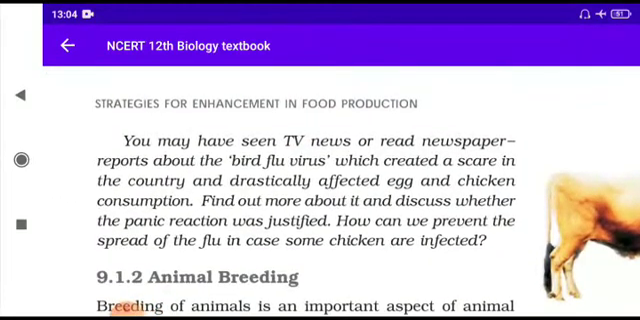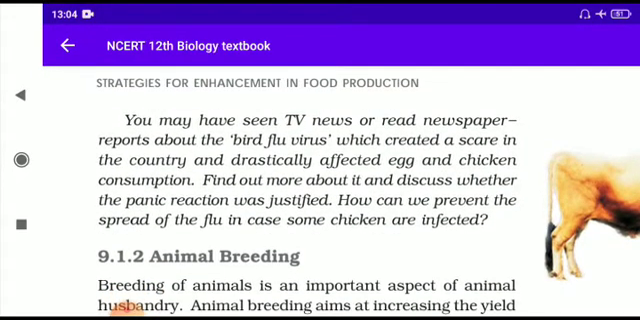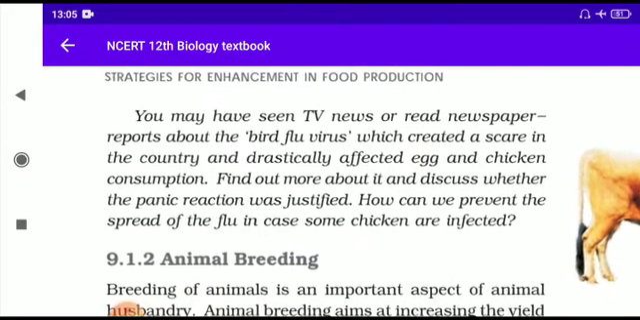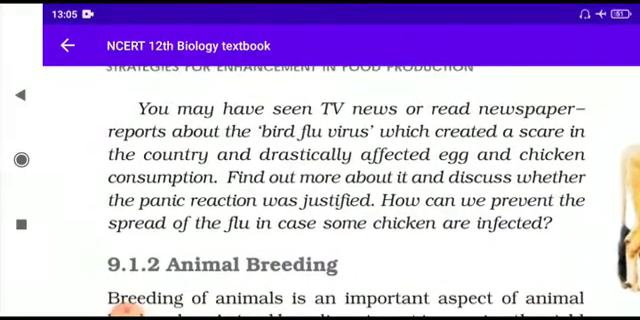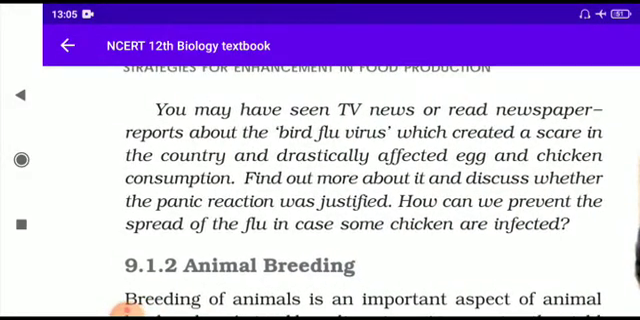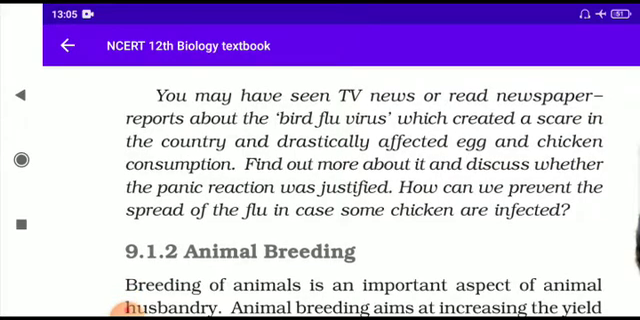You may have seen TV news or read newspaper reports about the bird flu virus, which created a scare in the country and drastically affected egg and chicken consumption. Find out more about it and discuss whether the panic reaction was justified. How can we prevent the spread of flu in case some chickens are infected?